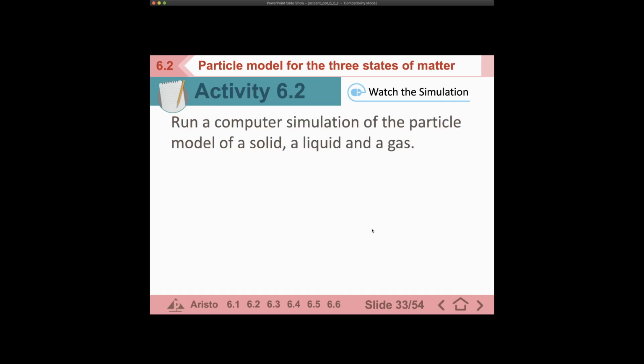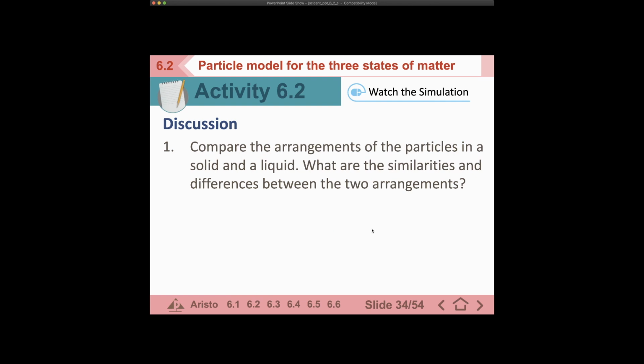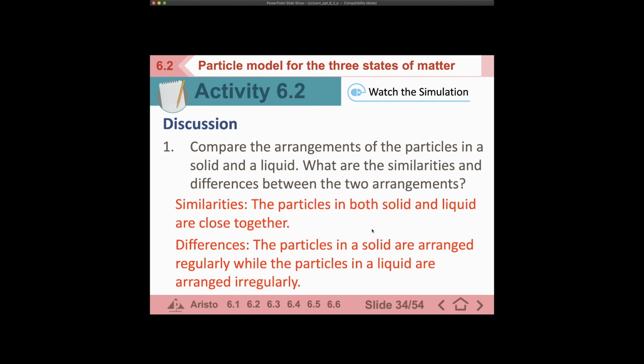Now, when you compare it, you may hear the answer in the video. Similarities in solid and liquid: they are close together, but differences will be the particles in a solid are arranged regularly, while the particles in a liquid are arranged irregularly.